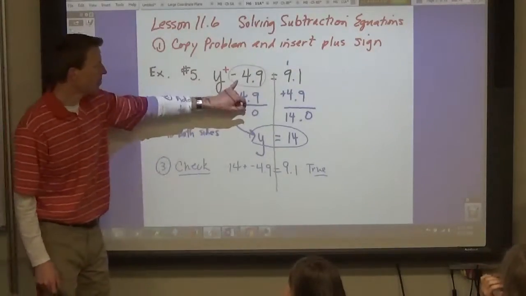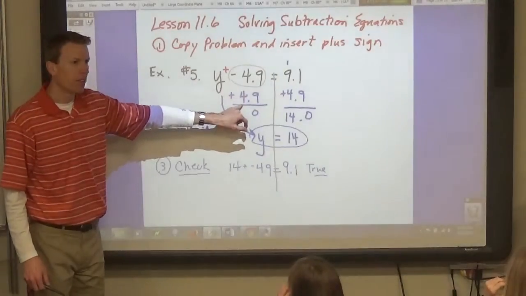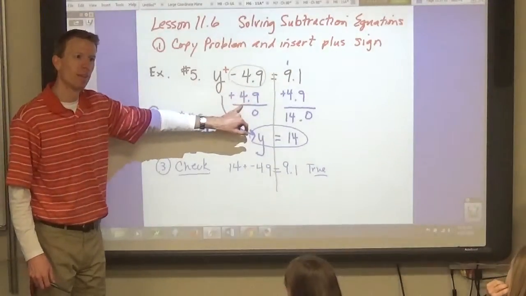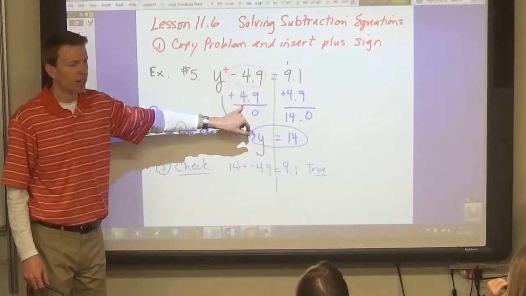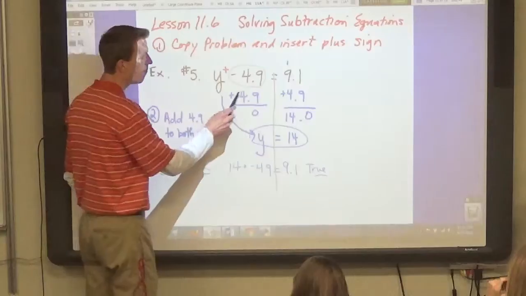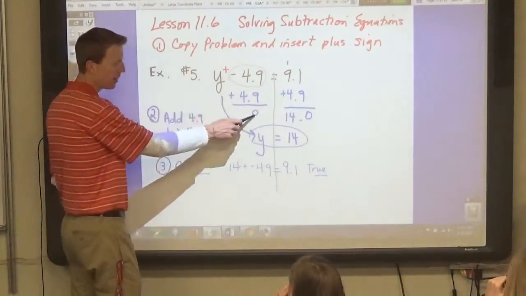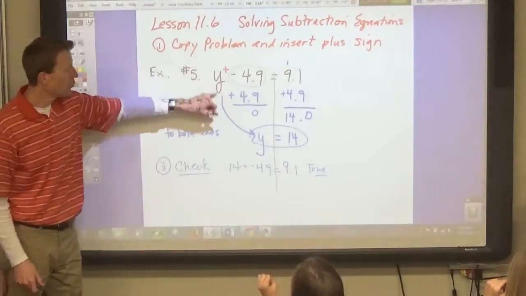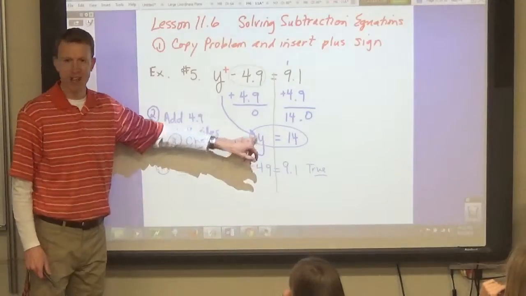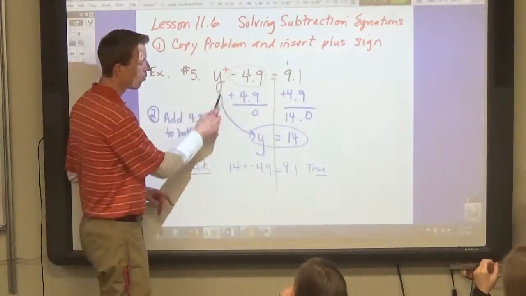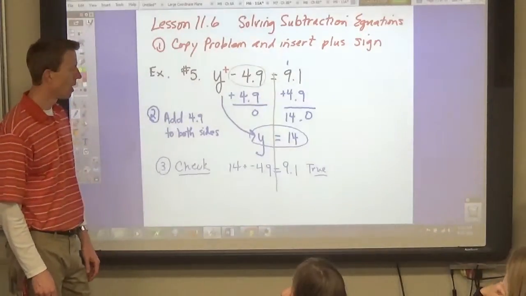What's the opposite of negative 4.9? The opposite of negative is positive. So we're going to add positive numbers on these. Okay? You add 4.9 to negative 4.9 to get rid of it. That eliminates it. The answer is 0. That leaves y all by itself. Okay? And that proves our solution. Once the y is by itself, we've proved what y is equal to. Y is equal to 14.